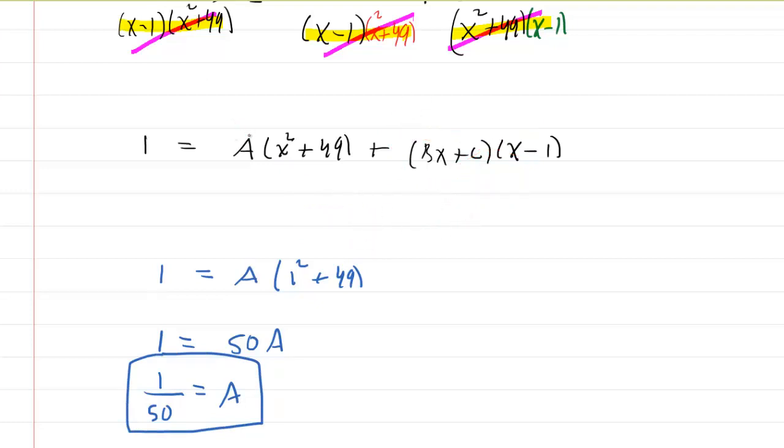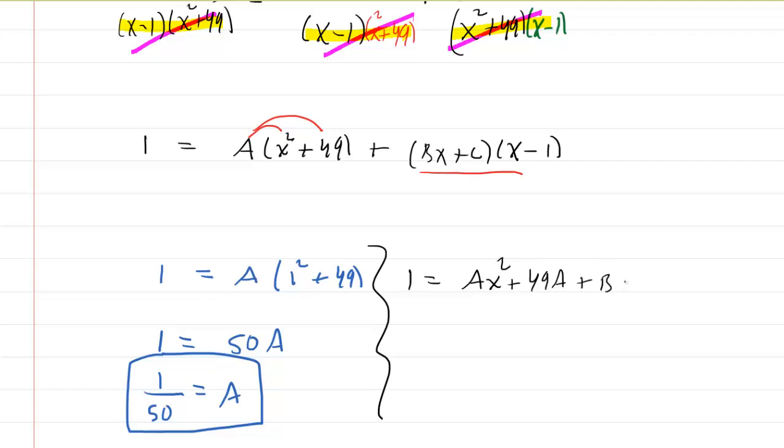And perhaps to do that, we're going to have to distribute the a, and then we're going to have to FOIL this out as well, multiply that out. So if we distribute the a, we'll have ax squared plus 49a. And then if we FOIL this expression out, we will have bx squared minus bx plus cx minus c.